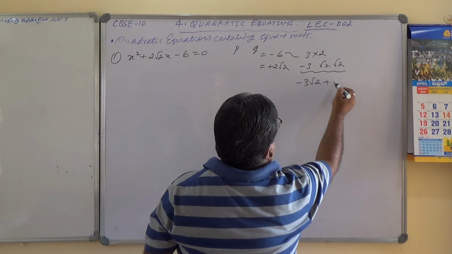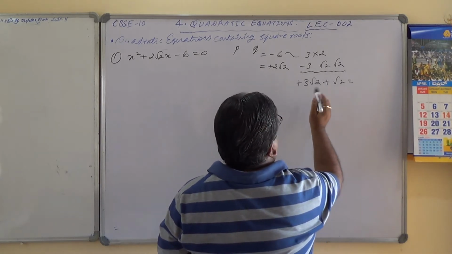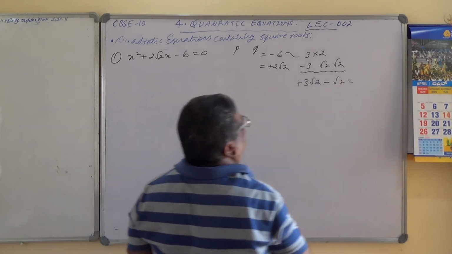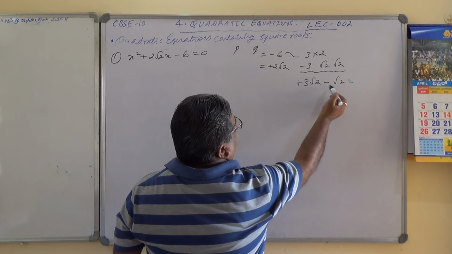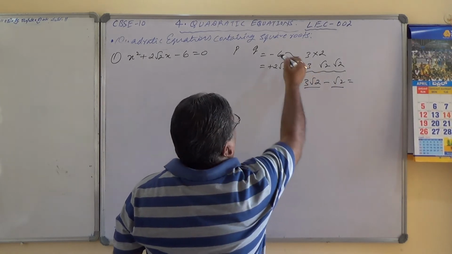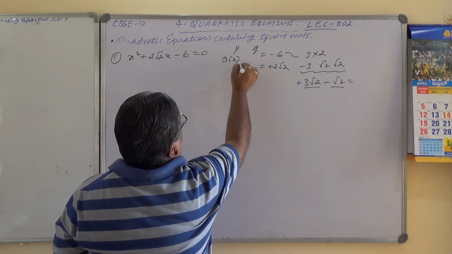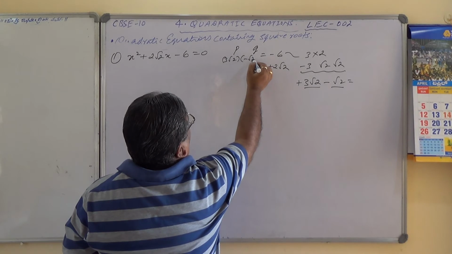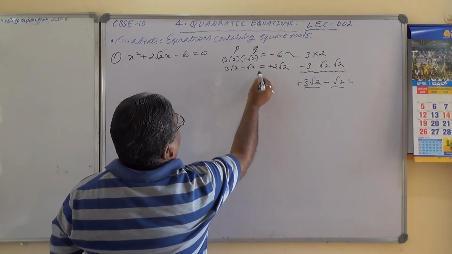Minus 3 root 2 plus root 2 equals, okay, plus here I will put minus here. Now it is correct. 3 root 2 minus root 2 is plus 2 root 2. This into this is minus 6. Correct. Therefore 3 root 2 into minus root 2 is what I am taking. So 3 root 2 minus root 2 is this.